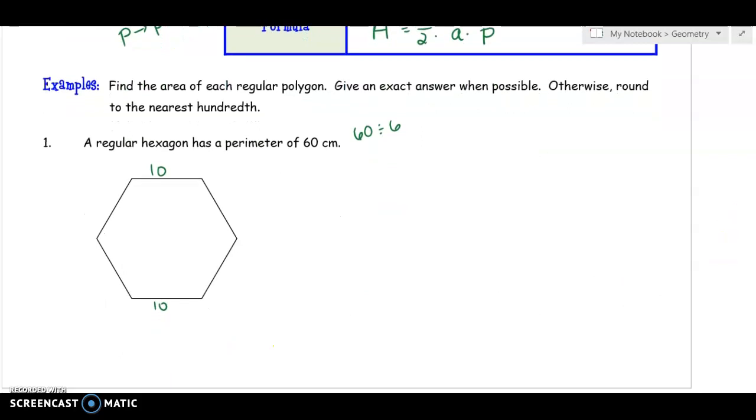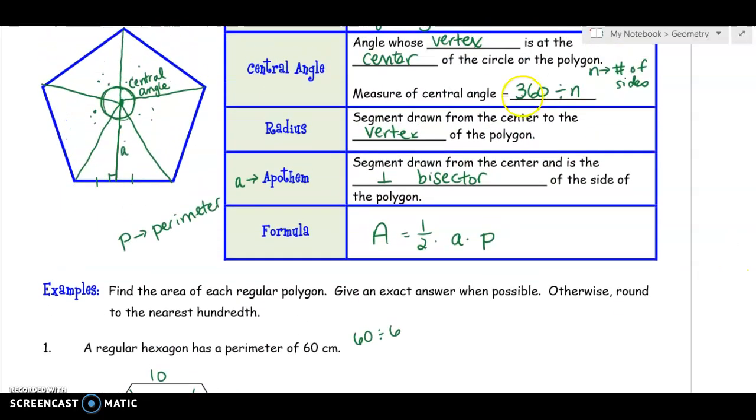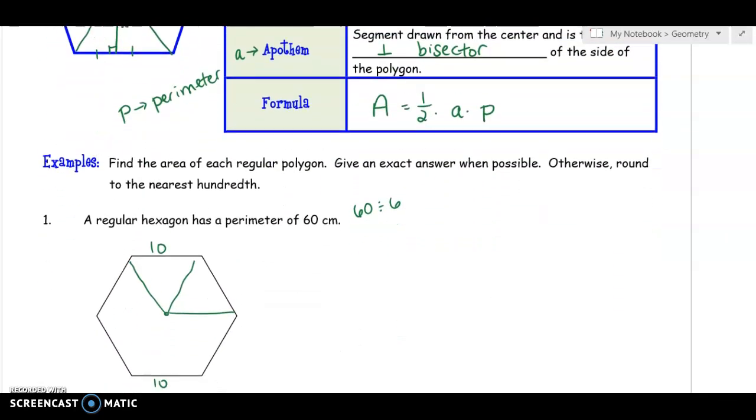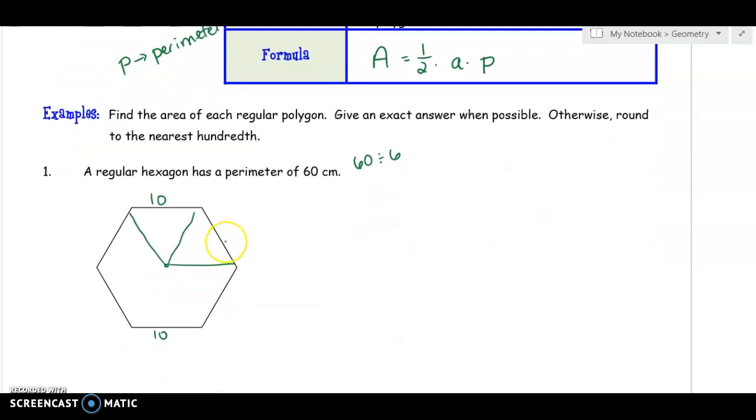We need to figure out what our central angle is. If we were to draw a bunch of radii, we'd end up making 6 triangles. The measure of the central angle is going to be 360 divided by n. So we'll do 360 divided by the number of sides, 360 divided by 6. Each of these angles is going to be 60 degrees. So you can draw all of them if you want, or just one of them.